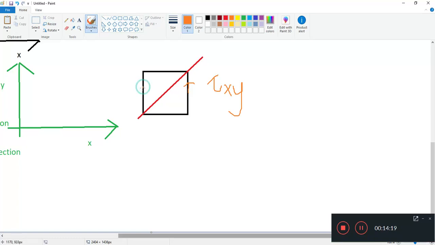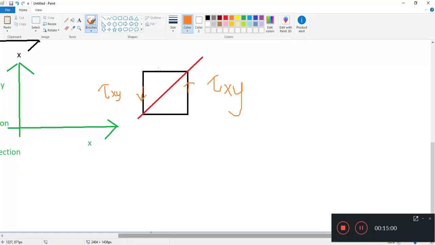And if you talk about this plane, the positive is pointing towards the red line, the y equals x line. So how do we name this stress? This is also tau. Which plane is this perpendicular to? This is perpendicular to the x-axis, so it's tau x. And which direction is it going? It's going along the y direction. So this is also tau xy.